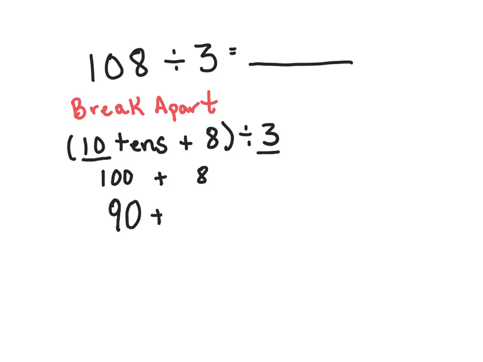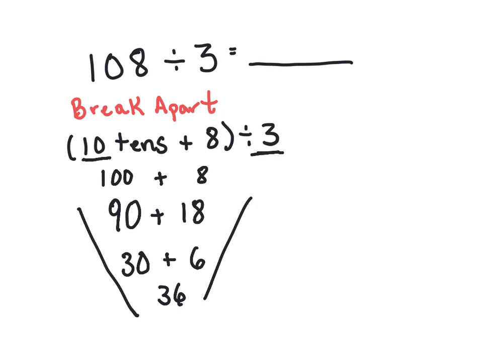But now that we have that extra 10 hanging out there, we have to give it to the ones, which would be 8. So then it becomes 18. So now we need to divide by 3. 3 goes into 90 30 times. 3 goes into 18 6 times, and we get 36. So 108 divided by 3 is a quotient of 36 using the break apart method.